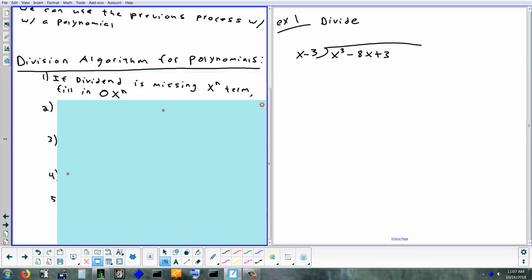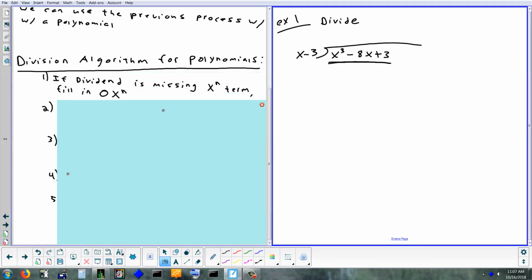So the first thing we have to look at is what's under the dividend symbol, right there. If we look at that and we're missing any terms, we have to fill in 0 for those terms. What do I mean by missing? Well, we've got x cubed. Where's the x squared? It's not there. So we're going to fill in a 0 for the x squared term.